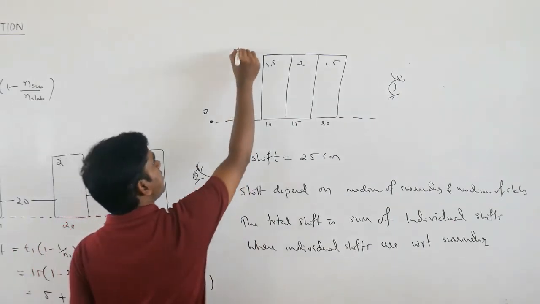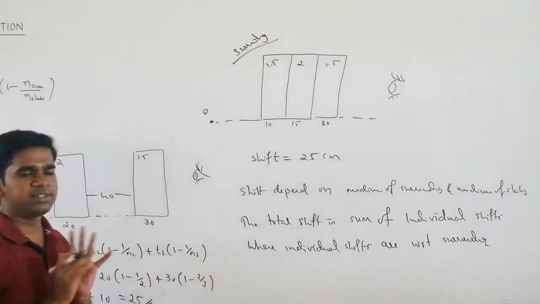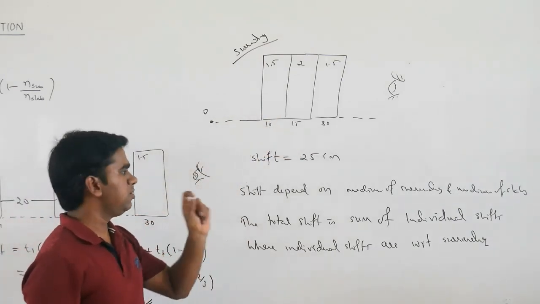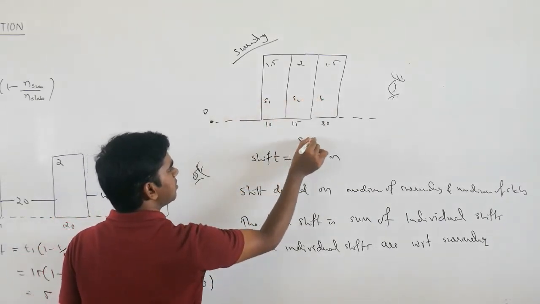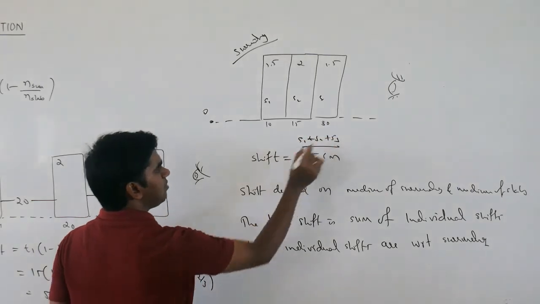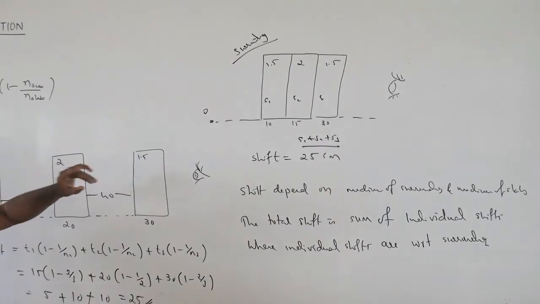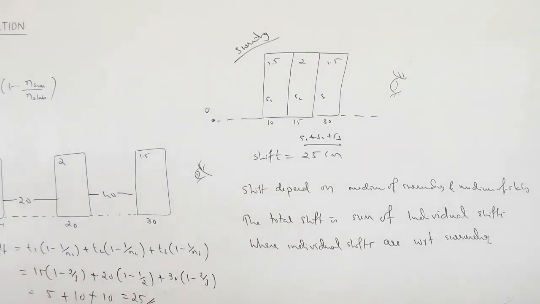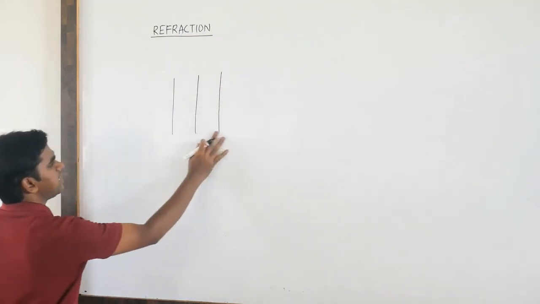It is with respect to the surrounding. So whatever the combination of glass, whether there is a gap or no gap, you have to take the individual shifts S1, S2, S3 and just add them, S1 plus S2 plus S3. That gives you the total shift due to all the glass slabs, whether there is a gap or not. Suppose there are a number of slabs.